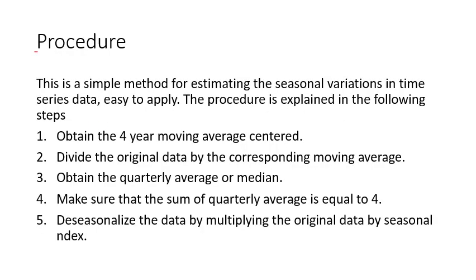The procedure is given here. This is a simple method of estimating seasonal variation in a time series, and this method is easy to apply, not a very complex method. The procedure is explained in the following steps. There are 5 total steps. In the first step, we calculate the 4-year moving average.